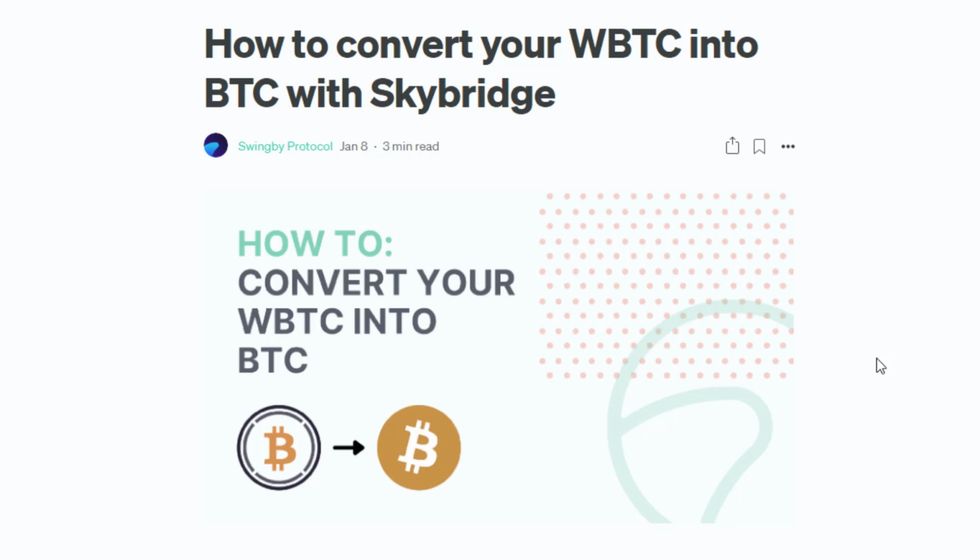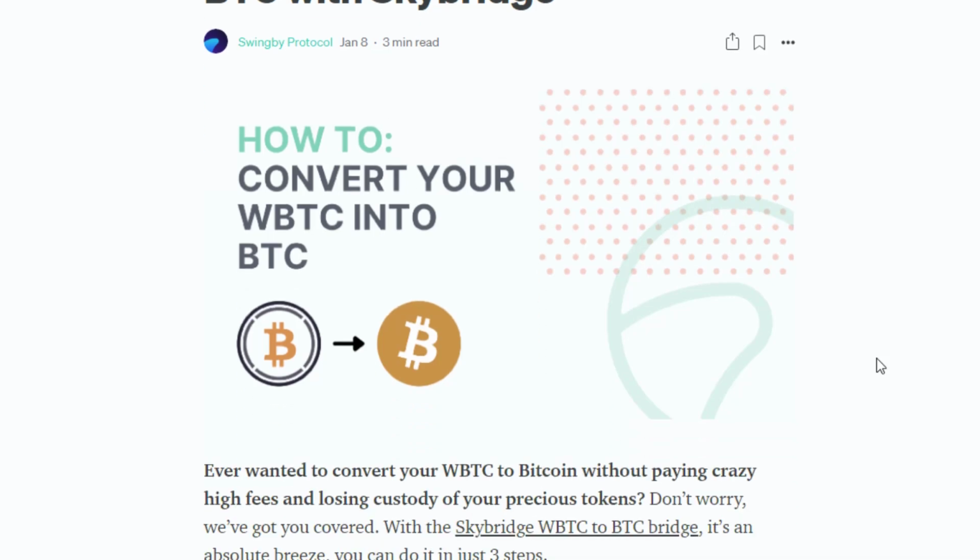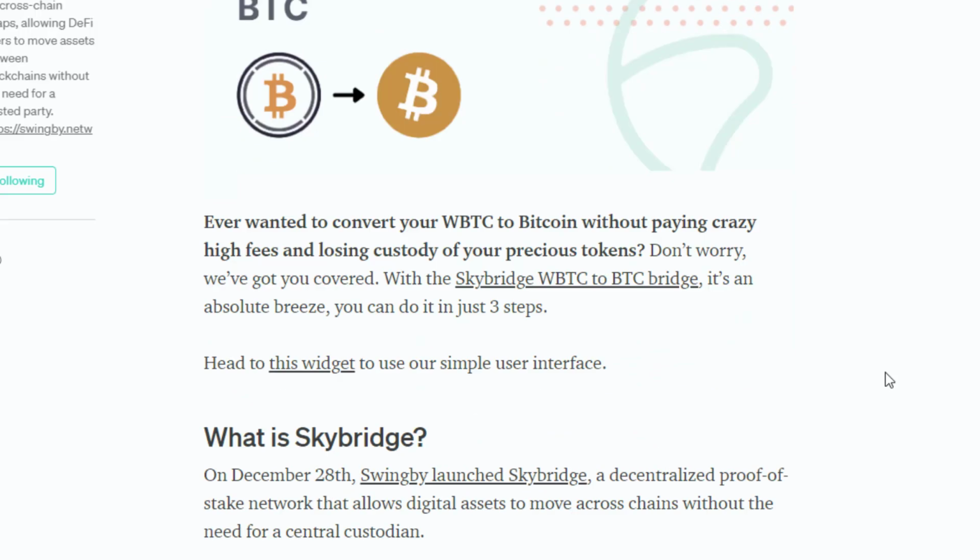All right, because this article does wrapped Bitcoin into Bitcoin, I'll do that first, just so we can follow along exactly the steps that are in this article, but then I'll do it in reverse so you'll know how to get your Bitcoin into wrapped Bitcoin as well, because that will probably be the more common way that people are doing it. I know that's how I'm going to be using this, but the process is the same both ways, so we might as well start with the way they're doing it in this article. As they say here, using Skybridge, it's essentially 3 easy steps to get your WBTC into BTC or vice versa.